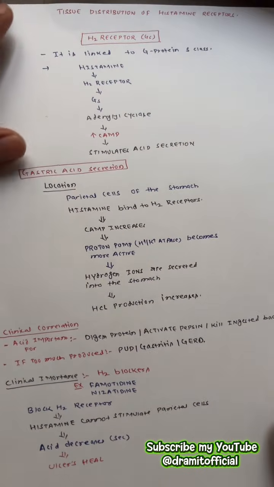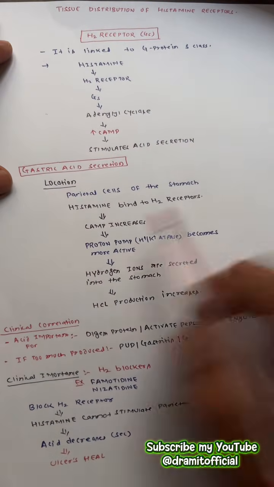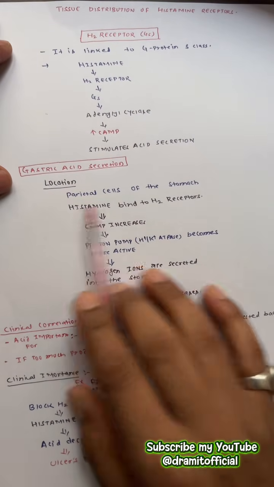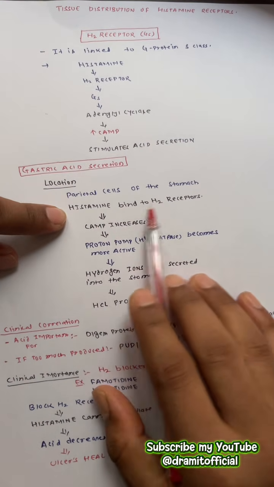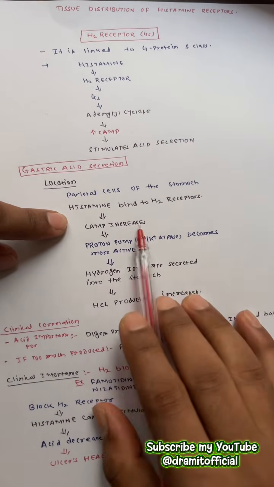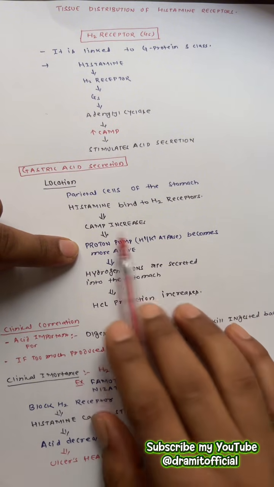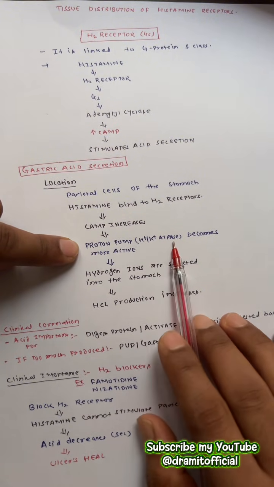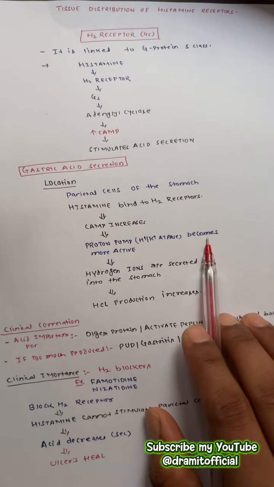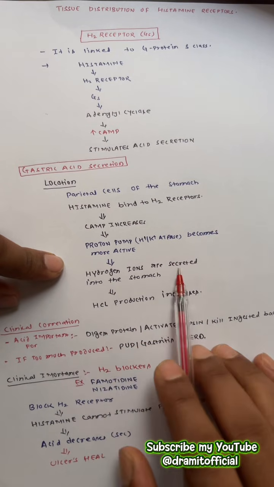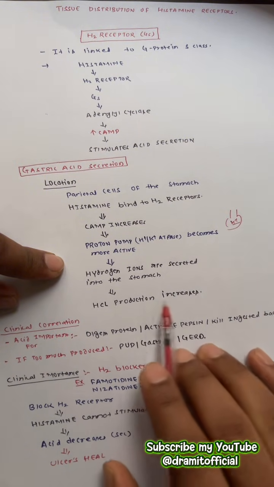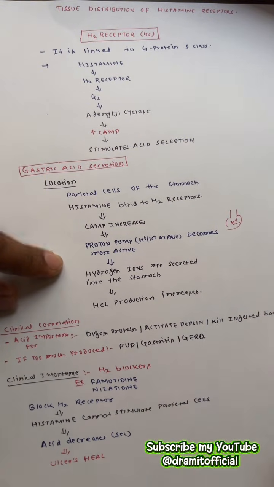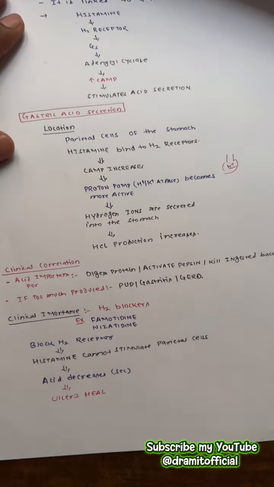Now let's see how gastric acid secretion actually happens. We all know there are parietal cells in the stomach. When histamine binds to the H2 receptors, that increases cAMP, and then the proton pump, H+/K+ ATPase, becomes more active. Then hydrogen ions are secreted into the stomach, so there will be release of H+ and HCl production will increase in those conditions.